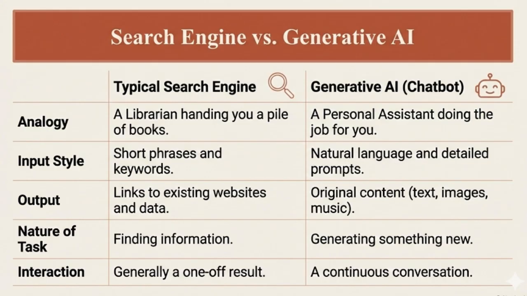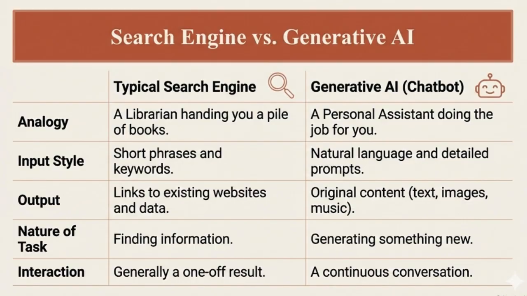We started by looking at the similarities between generative AI and a search engine. We've now seen that there are some considerable differences. The table summarizes the key differences. Using Google and ChatGPT as examples, we enter short phrases and keywords into Google, but enter detailed prompts in natural language into ChatGPT. Google finds existing information and gives you a list of websites. ChatGPT generates new and original content in the form of text, images, music, and videos.